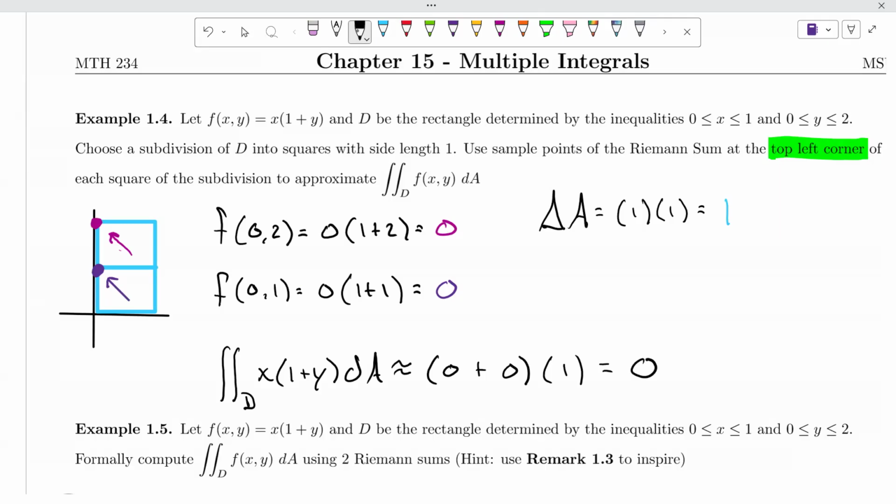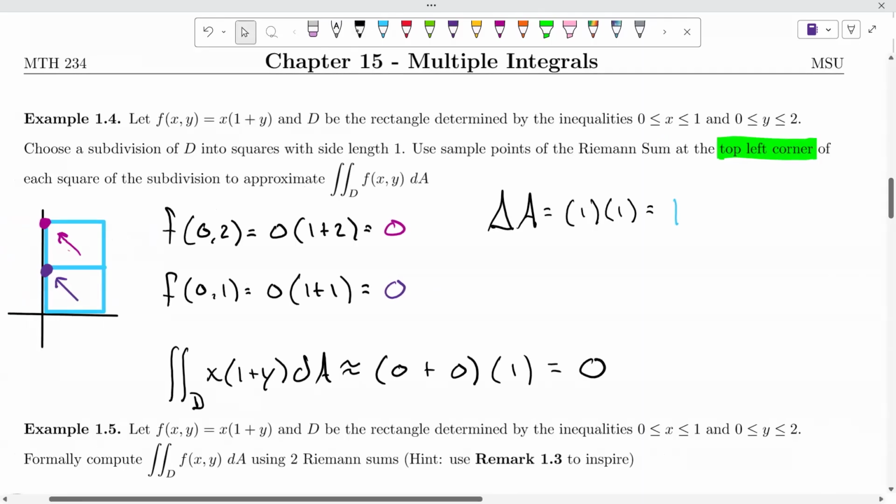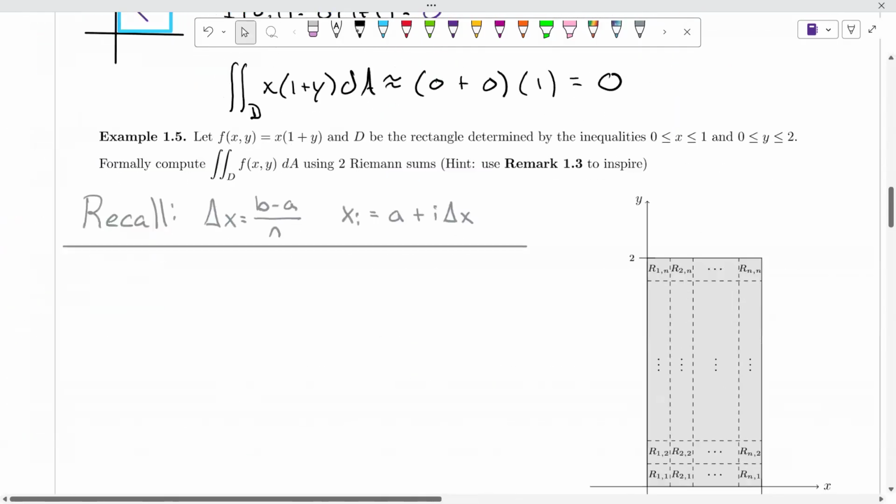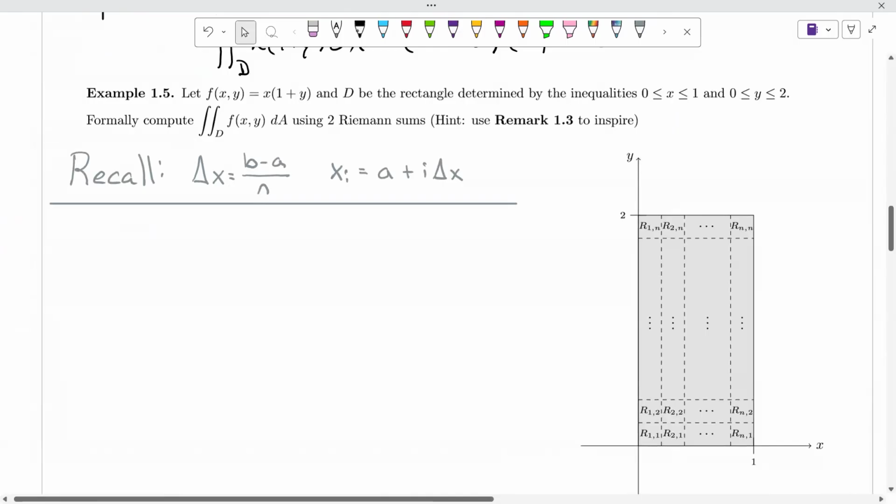Because the next stage of this Riemann sum journey that we're on is to compute it out the hard way. So, same thing, same function, same rectangle. Formally compute that double integral using two Riemann sums. So here's where we need to recall some stuff out of Calc 1. If you really hated this section, just close your eyes for the next 5 minutes and it'll be over soon.